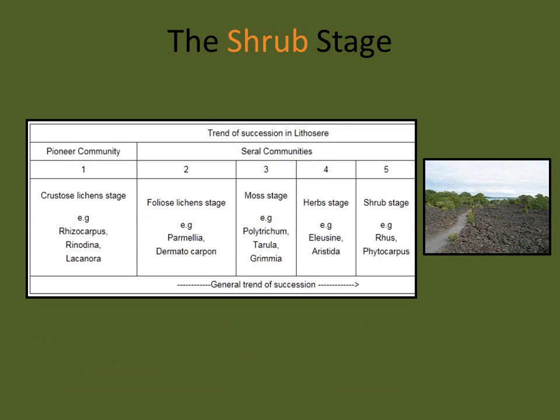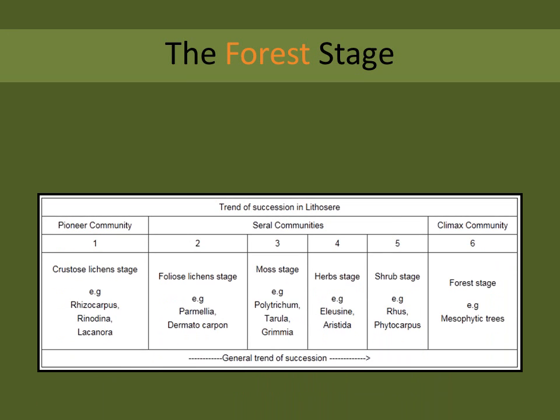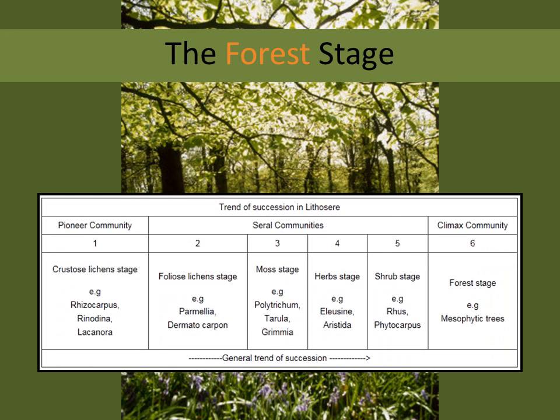Further weathering of rocks and death of herbs makes the habitat more suitable for the growth of shrubs like Rhus and Phytocarpus. Since the shrubs are larger in size and their roots penetrate more deeply in the rocky substratum, further weathering and soil formation is caused. Many light-demanding, stunted and hardy trees invade the area.